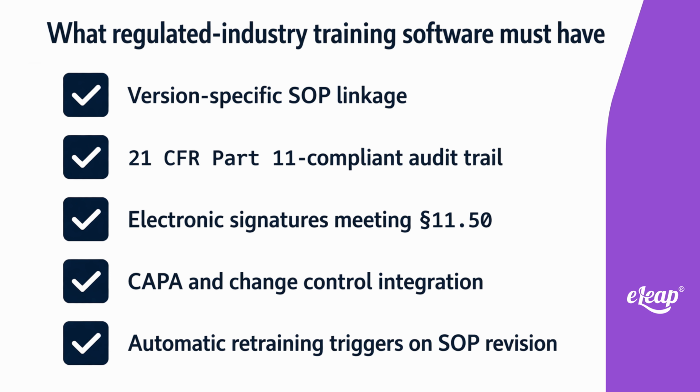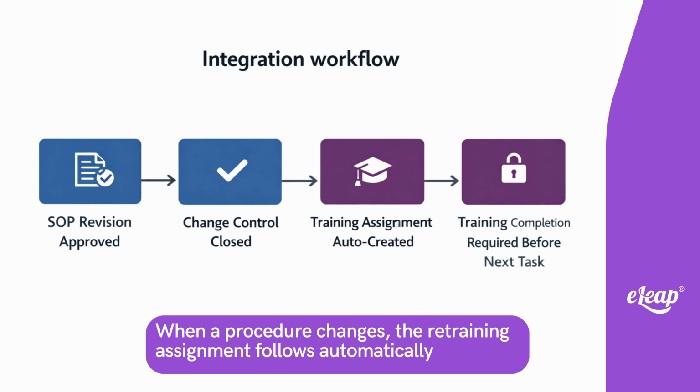That means the software producing the record needs version-specific linkage. It needs a 21 CFR Part 11 compliant audit trail that captures modifications, not just completions. It needs electronic signatures that meet Section 11.50, capturing the signer's name, the date and time, and the meaning of the signature. And it needs to connect to your CAPA and change control workflows so that when a procedure changes, the retraining assignment follows automatically.